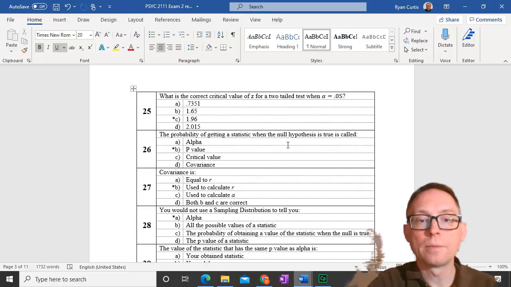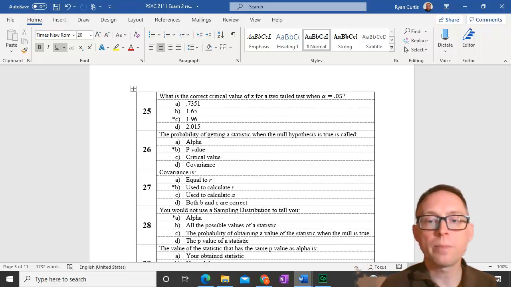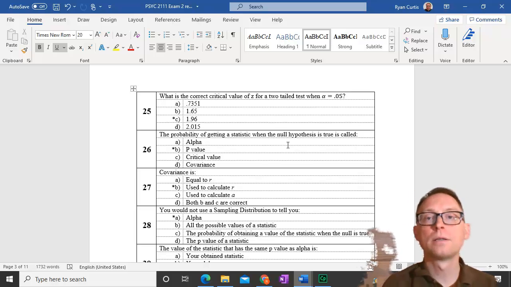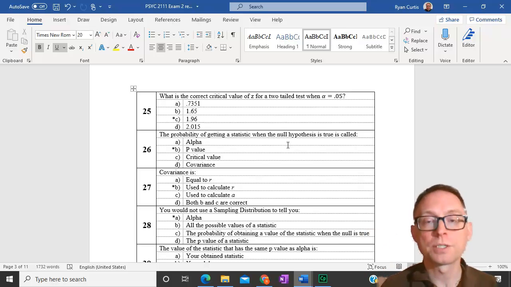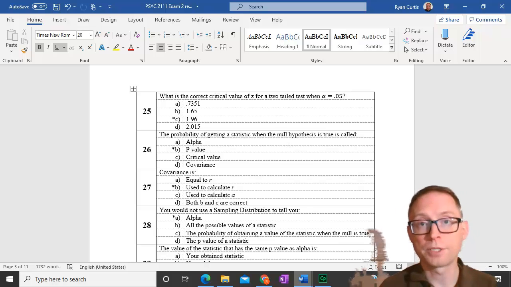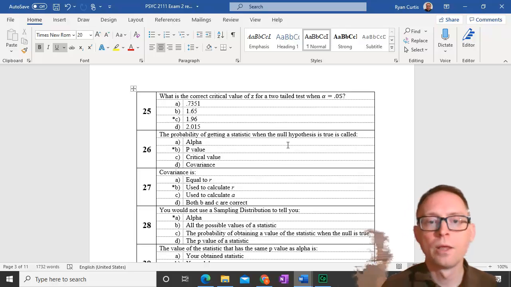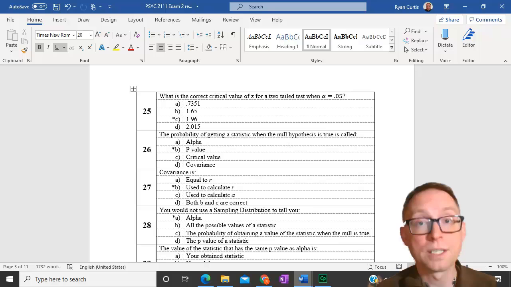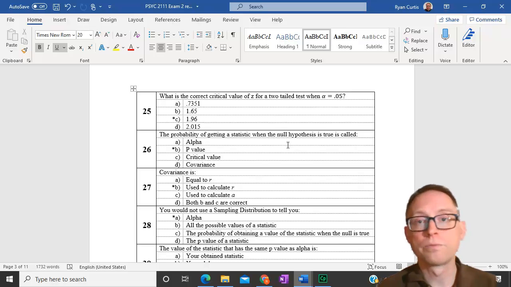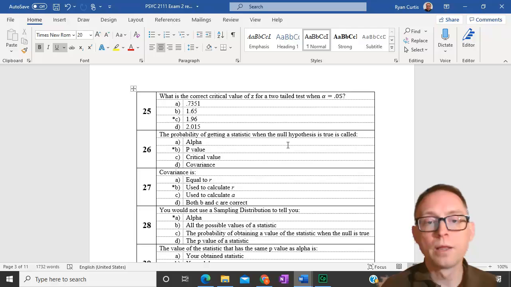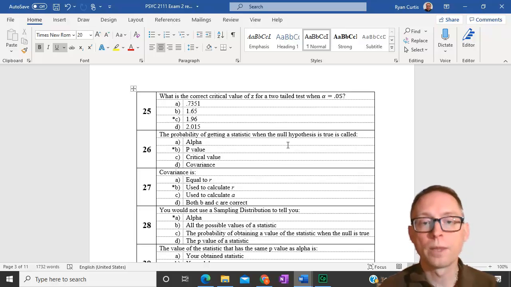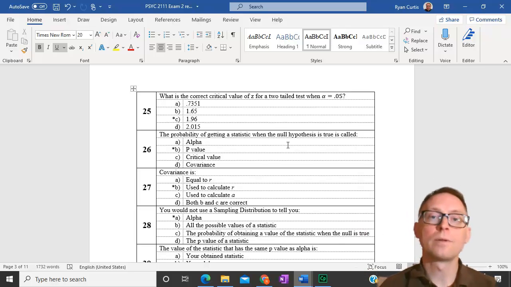26. The probability of getting a statistic when the null hypothesis is true, that's your p-value. Alpha is the standard that your p-value has to meet. You get to make up alpha. P-value you don't get to make up. The critical value is the value of the statistic, the value of T or R or whatever happens to be, that you have to meet in order to reject the null. And the covariance is when you multiply the deviations of two variables, you add them up, and divide by n-1.